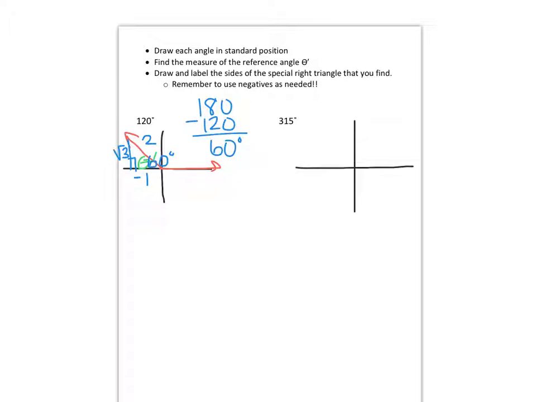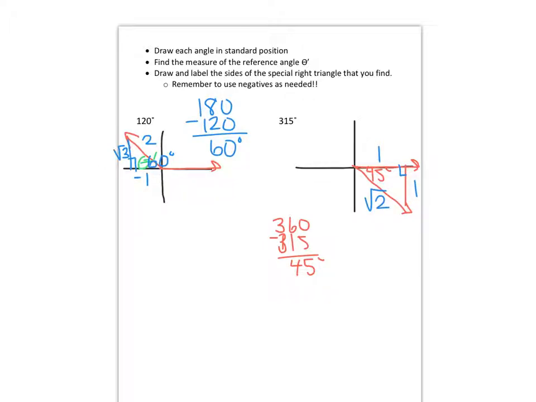All right, let's try again with 315. 315 in standard position is bigger than 270 but smaller than 360. To figure out how big it is, we could subtract from 360 and figure out that it's 45 degrees. So this is a 45-degree reference angle right here, which means this is a 45, 45, 90 triangle. The 90 is right here. So this is our 1, and the hypotenuse is the square root of 2.